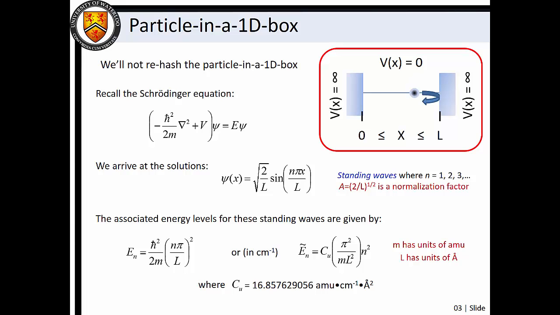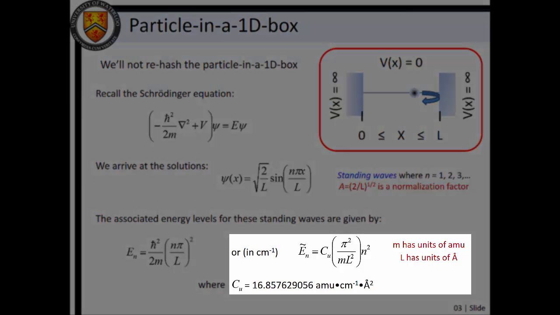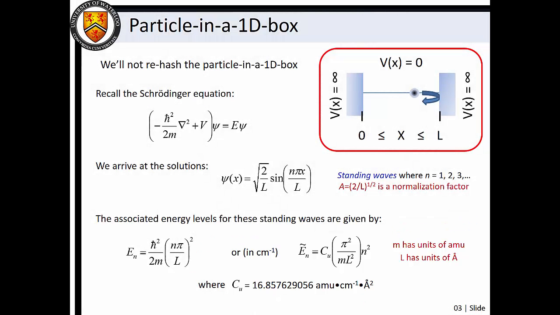For a one-dimensional particle in a box, level energies depend on the mass of the particle, in our case an electron, the length of the box, and the quantum number n. For those who would like further discussion about the one-dimensional particle in a box problem, I would direct you to the wave mechanics video in my spectroscopy masterclass series and to the particle in a box video in the mini tutorials in spectroscopy series.